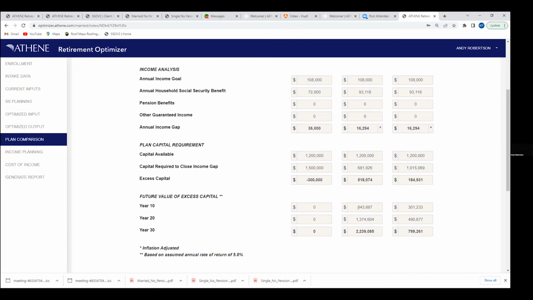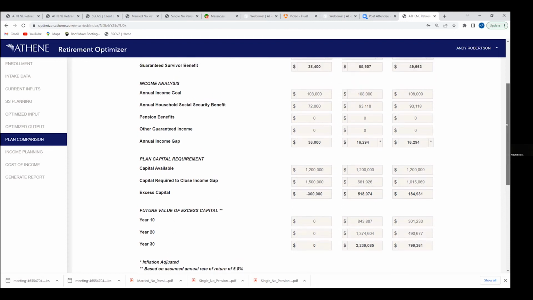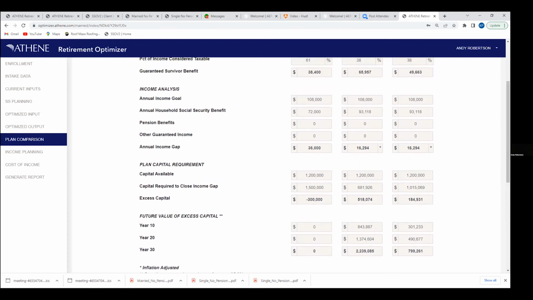So this is it. Now think about this, going back to the survivor benefit for a minute. The survivor benefit under the optimized scenario is almost $66,000. Assume no COLAs on either the Social Security benefit or the lifetime income benefit. Not only that, 20 years from now, not only will the survivor have considerably more income under this plan than they would have had under that plan, but look what they have left for capital, right?